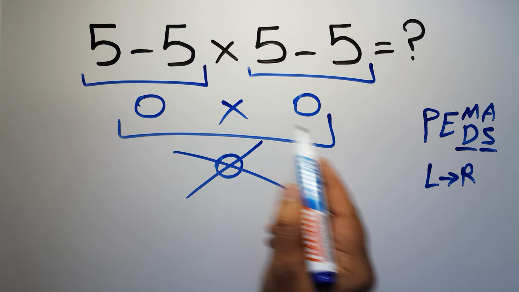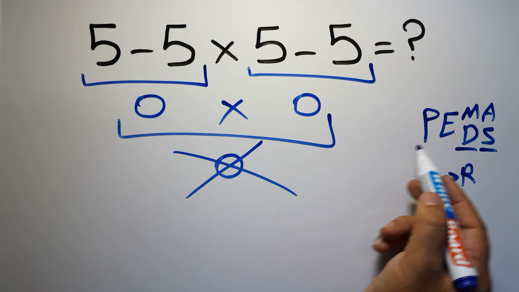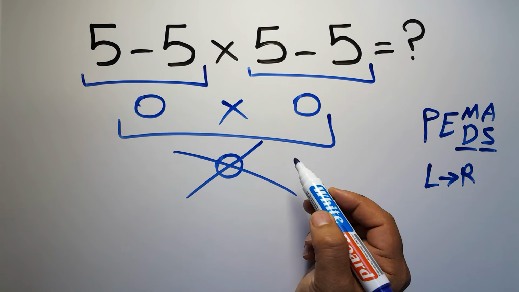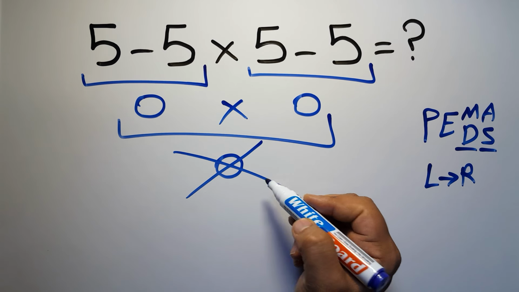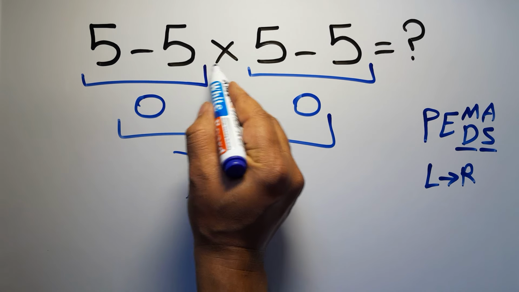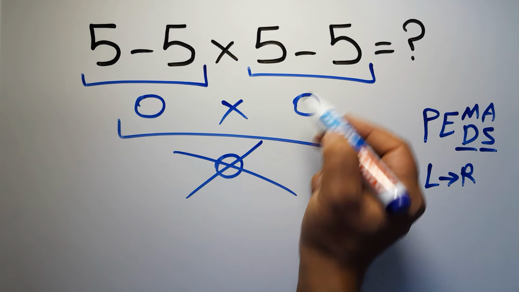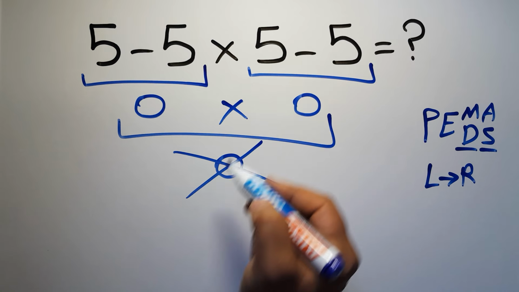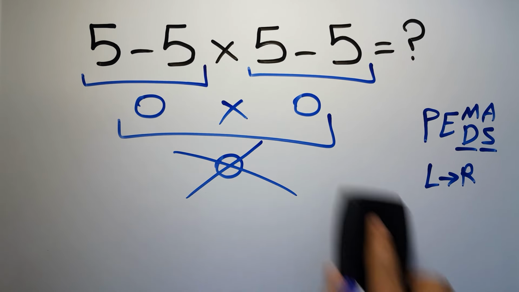In this expression, we have two subtractions and one multiplication. According to the PEMDAS, multiplication has higher priority than subtraction because multiplication comes before subtraction. So here, first we have to do this multiplication, then this subtraction, and finally this subtraction. If we do this subtraction or this subtraction before this multiplication, it is wrong.